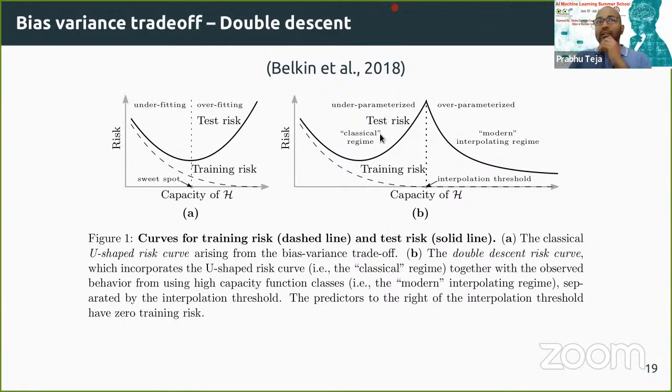What has come out in the recent past is that after increasing the model capacity beyond a threshold, the test risk, that is basically the test loss, starts reducing again, and it goes down much faster. For example, once the model becomes larger than a threshold, test loss is substantially lower than it was previously.